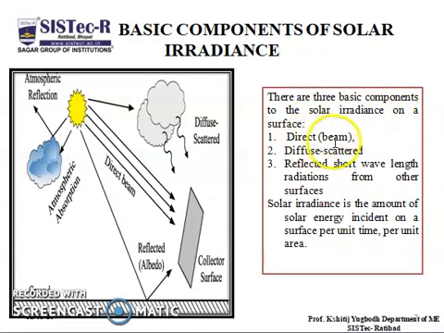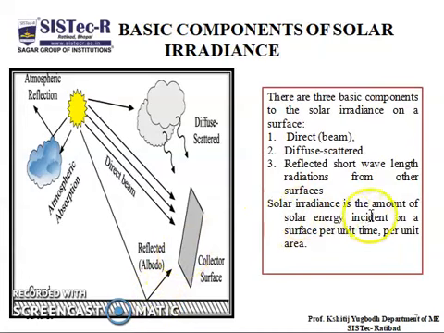The first is direct beam, which we can see here. The second is diffused or scattered, which is here. It is diffused or scattered due to some impurities like dust particles, like cloud particles. The third one is reflected short wavelength radiations from other surfaces, which we can see over here. These waves are coming here, these are reflected, these are also known as terrestrial radiations.